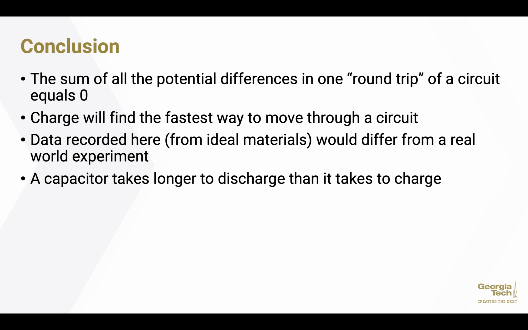In conclusion, we used the principles of Ohm's law, the loop rule, and charge conservation to determine a few things. We demonstrated that the sum of all of the potential differences of one round trip around a circuit equals 0. We also found that charge will find the fastest way to move through a circuit, and we found that it was important to note that the data recorded here from ideal materials would differ from a real-world experiment. And we found that a capacitor takes longer to discharge than it takes to charge.